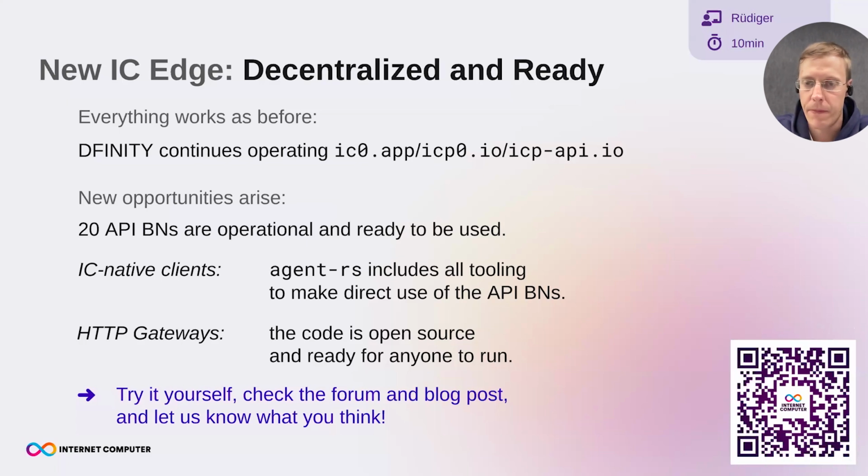This includes the discovery, so finding out which API boundary nodes exist. It includes the health checking, and it includes different routing strategies. So you could do round-robin routing, or you can do smarter things like routing requests to healthy API boundary nodes that are close by to reduce latency. So that's already integrated in the agent, and we have also recorded a demo on how to use that.